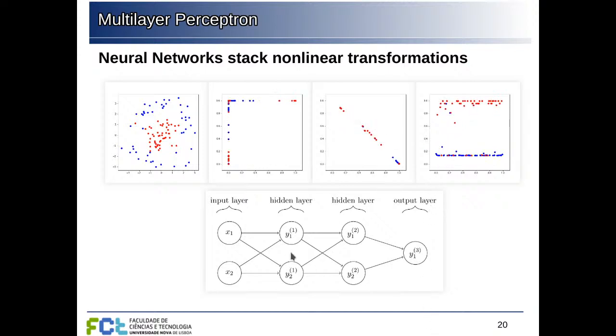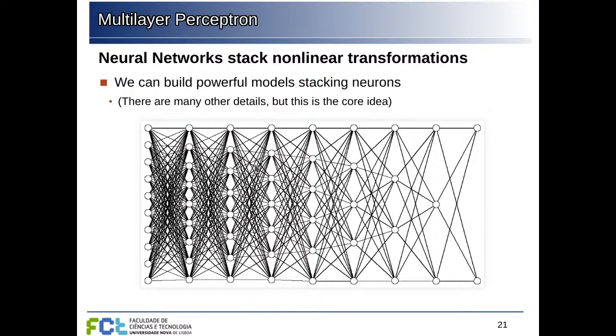But you can see that because of the transformations, now with a linear classifier, we can separate most of the points easily because of what's happening in these hidden layers. So basically, we can increase the power of our models and create very powerful models by stacking neurons. For example, this would be in a multi-layer perceptron, but this is just one possible architecture. We're going to see a lot more different variations of this, but the core idea is always the same.